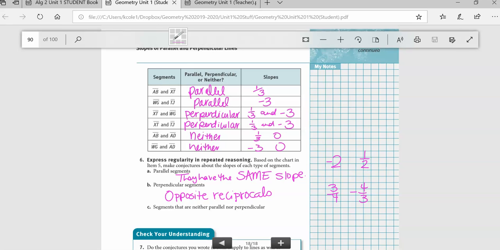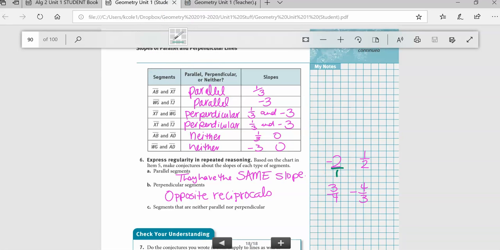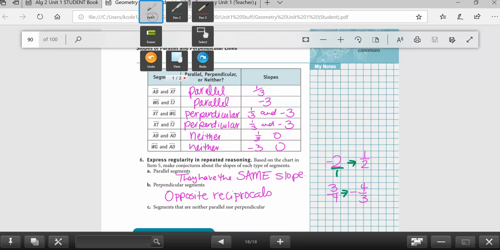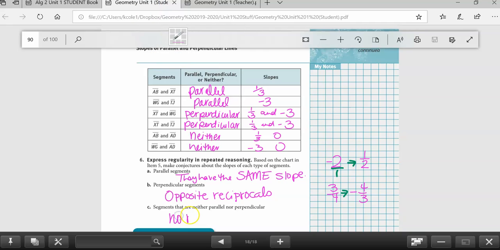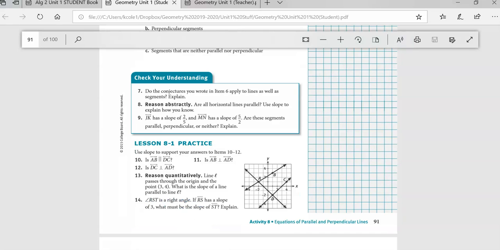If you have a whole number or an integer, you can always put that over 1 so that you can make the swap, so that you can see your perpendicular slopes. Okay, if the segments are neither parallel or perpendicular, then there's just no relationship. Their slopes have no relationship to one another. They're just different. Okay, let's finish this up by check our understanding.